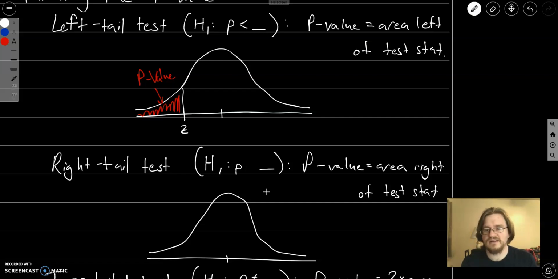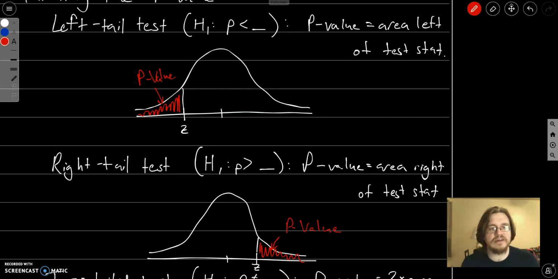Now, we could have an alternative hypothesis that looks like p is greater than a number, which means that we'll have a right tail test, and typically the z-score there will be above 0, and we'd be looking at the area to the right of the z-score, and this will be your p-value.